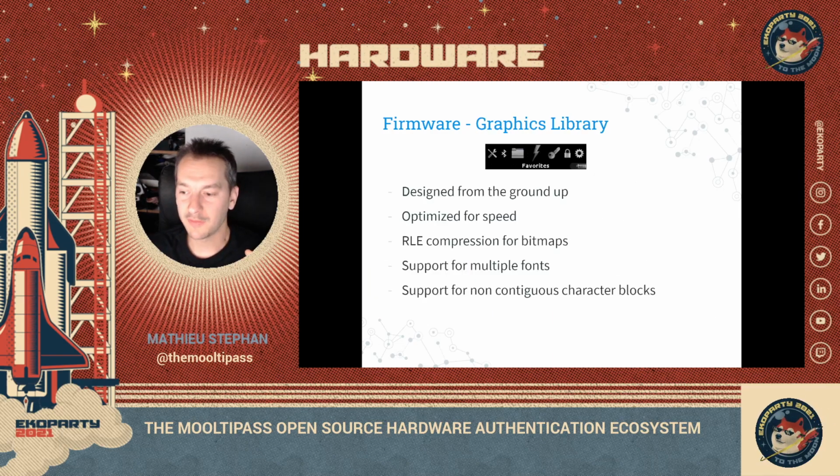Graphics library. On the Multipass Mini BL, we have a total of about 1,000 graphical files on the flash. These are used to make the smooth animations you see here on top. We designed that graphics library from the ground up, optimized for speed. We use run length encoding compression for the bitmaps. We support multiple fonts for the different languages, and non-contiguous character blocks.